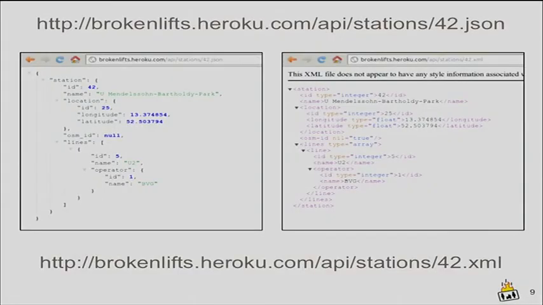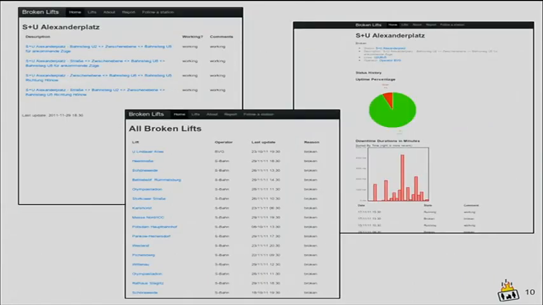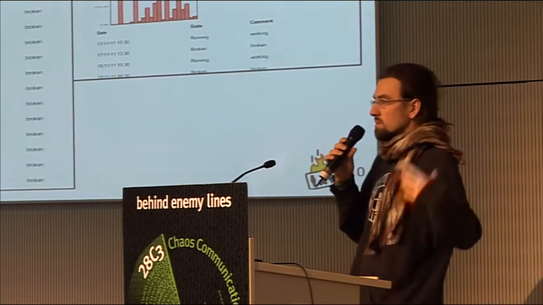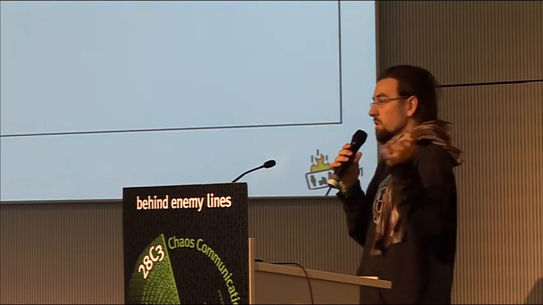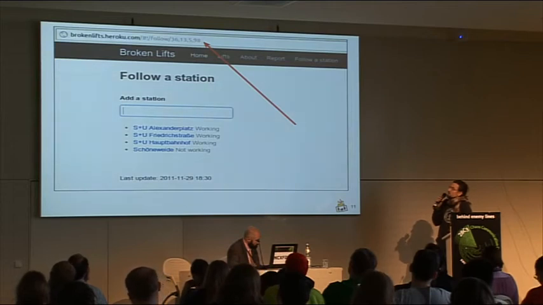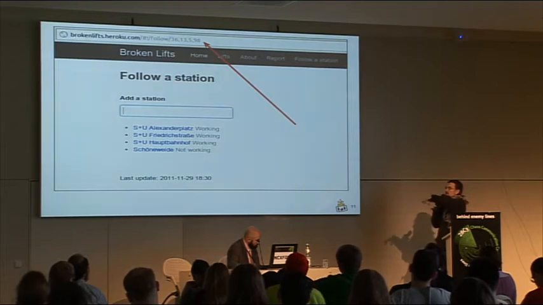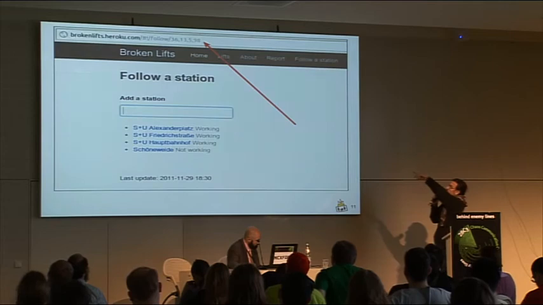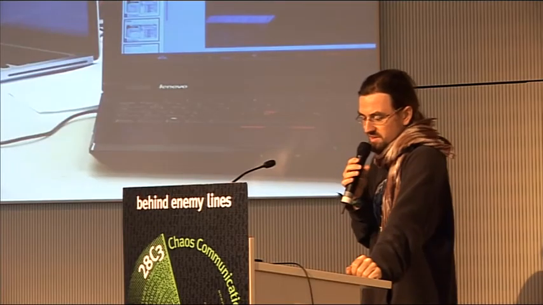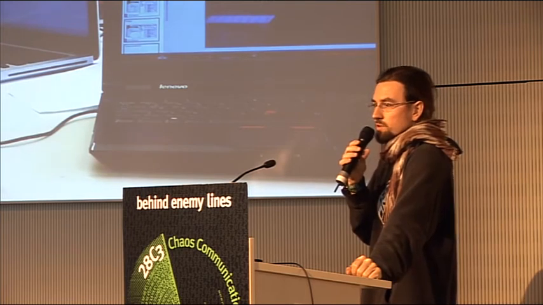For the front end, we decided to build a static web page working with HTML, CSS, and JavaScript to load information. We have a list of all the BrokenLifts and a detailed view. There are some statistics, because we're keeping the history of brokenness. That allows people to see if a lift is broken all day, so you won't go there anymore. And for convenience, you could track a certain route. If you decide to go to Alexanderplatz and Friedrichstrasse all week, that's a URL you could use all the time, because it includes the IDs of the lifts. That's something that hasn't been on the website of BVG or S-Bahn.